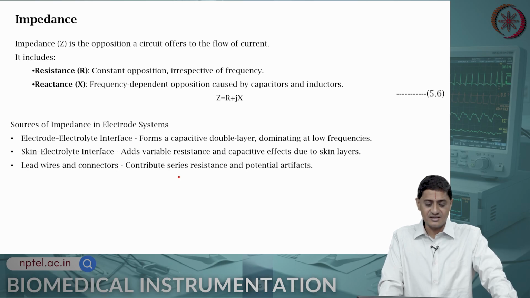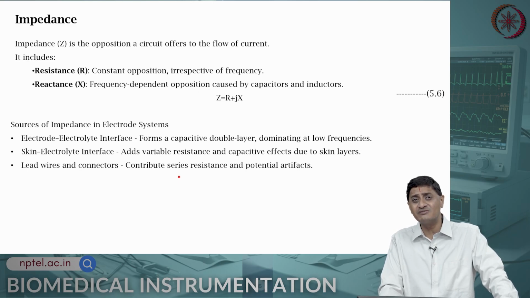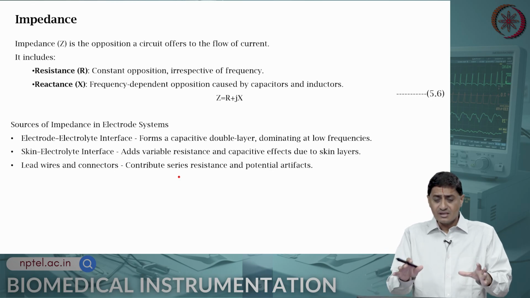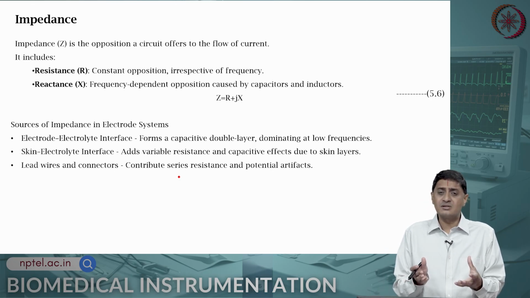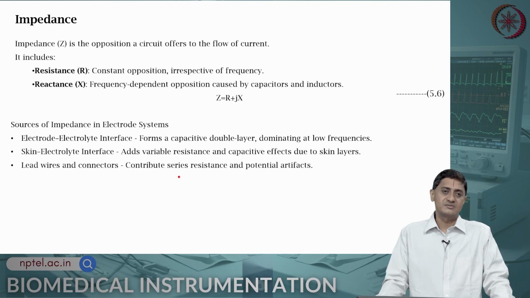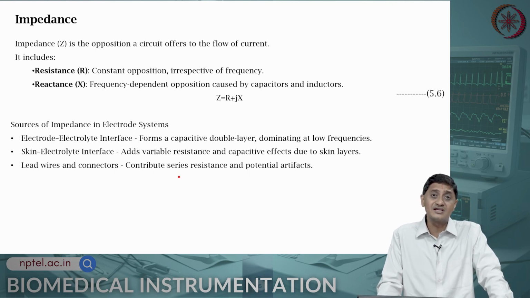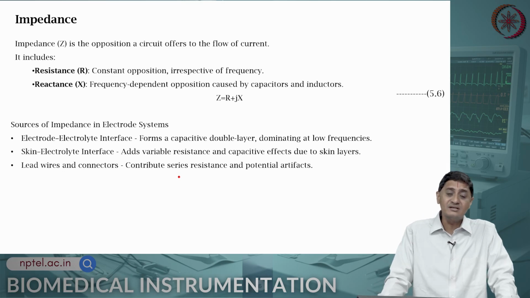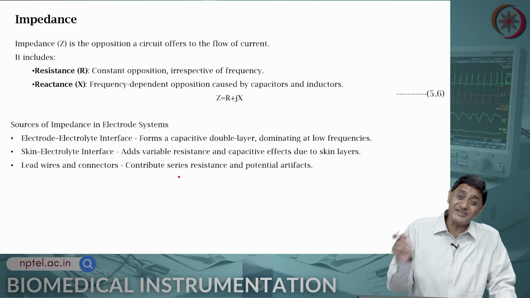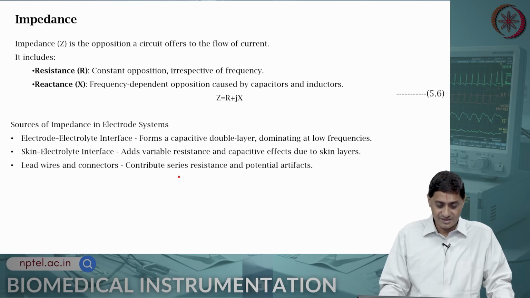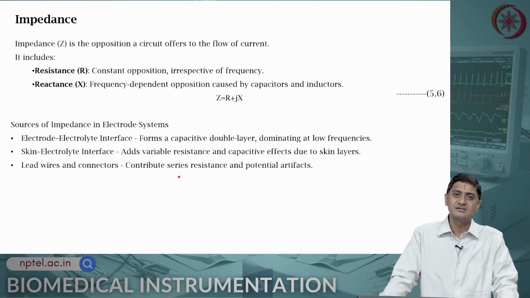Reactance, on the other hand, is a frequency dependent opposition that is produced due to capacitors and inductors, or due to capacitive and inductive effects in the particular circuit that we are working with. There may not be explicit capacitors and inductors, but there might be capacitive and inductive effects that might be frequency dependent.